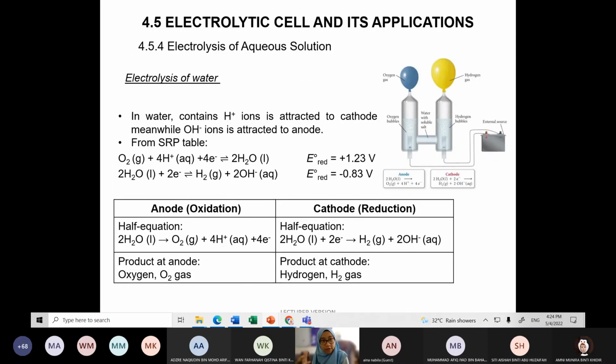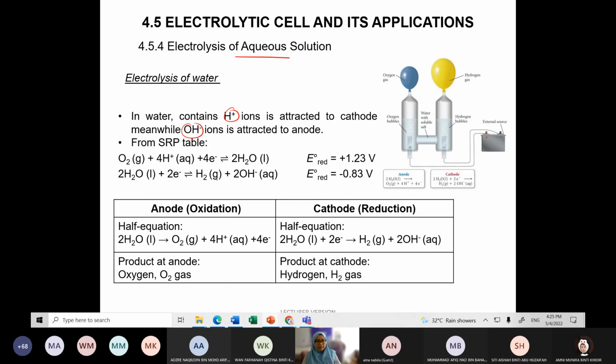Then just now it was molten. That means we don't have water in the electrolyte. Now, what if we have water in the electrolyte, and it is called an aqueous solution? Okay, so for water, that means we have water in it. We have to consider water, because it will also be attracted to both the anode and cathode. Okay. Alright, because later on it will produce ions H+ and OH-.